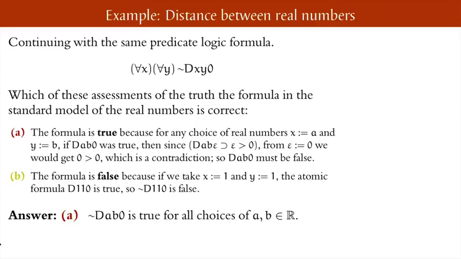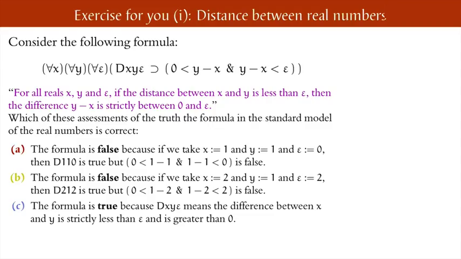In this case, the option B is definitely wrong because, in fact, d(1, 1, 0) is false. So the correct option is definitely A. Now an exercise for you. The previous one was an example.